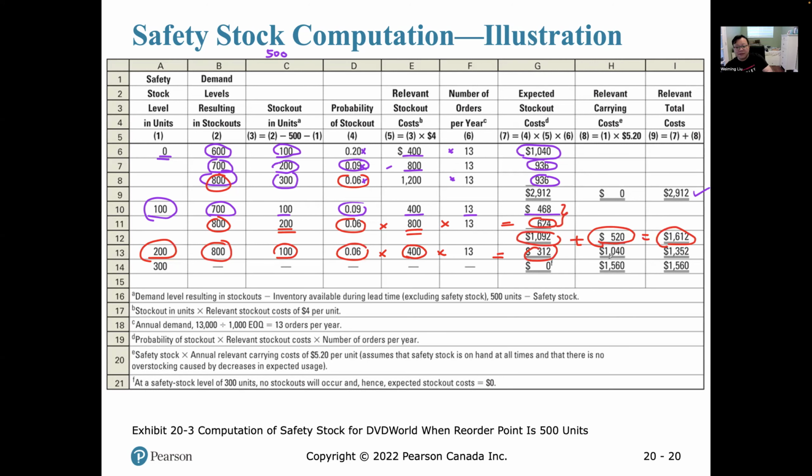But in this case, your carrying cost will be higher. So 200 times 5.2. So that's the 1040. Add them up, you get 1352. 1352.